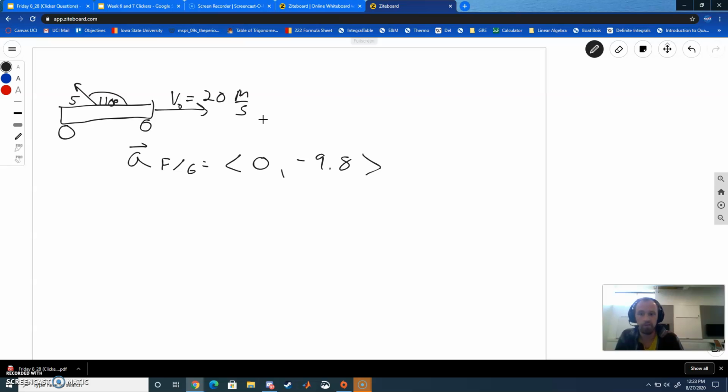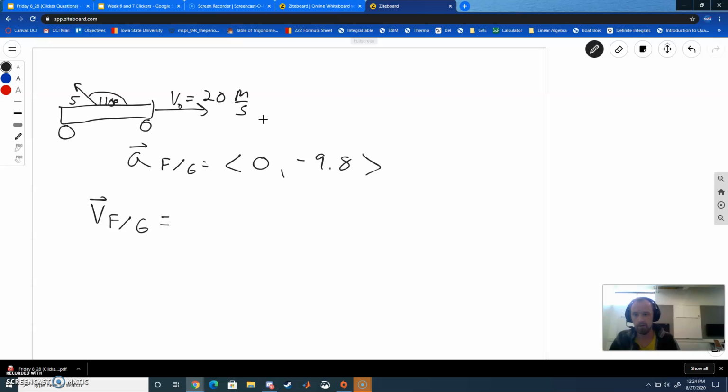So the frog is in free fall at this point. Everything in free fall moves with this acceleration. Doesn't matter how fast you're moving. Doesn't matter if you're on a train. So that's our acceleration vector. The next part is we want the velocity vector with respect to the ground. So we want the velocity of the frog with respect to the ground.